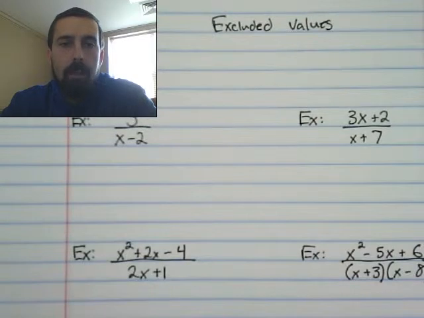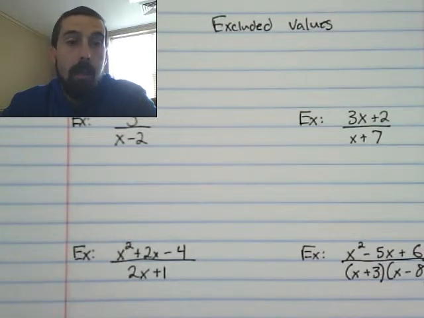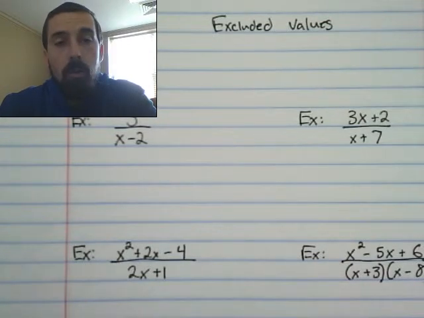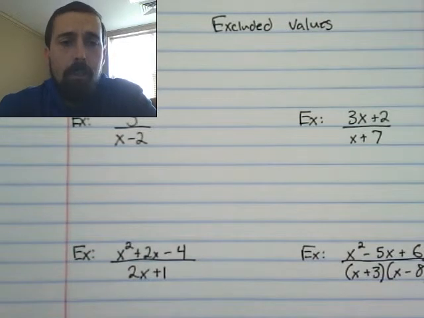I'd like to take a minute and talk about excluded values and exactly what they are. Excluded values are whenever you have a zero in the denominator. As you know, we cannot divide by zero. If we divide by zero, it's undefined. So obviously, in solving proportions and solving rational equations, we do not want to have a zero in our denominator, because it's not going to give us any answers.